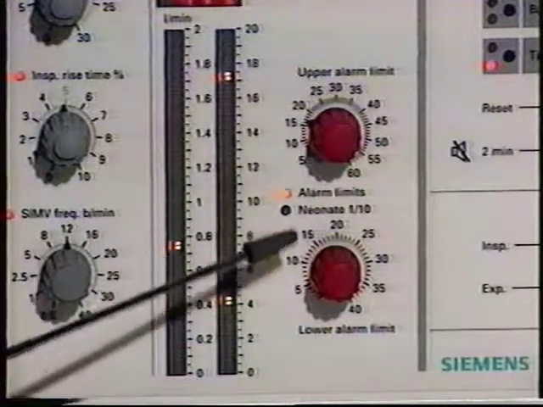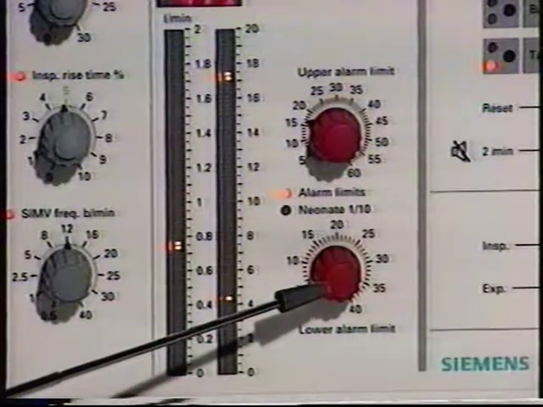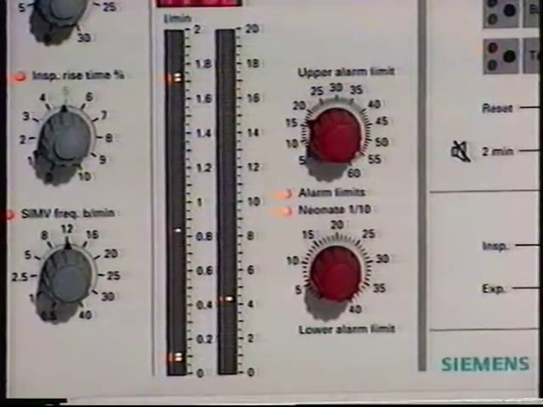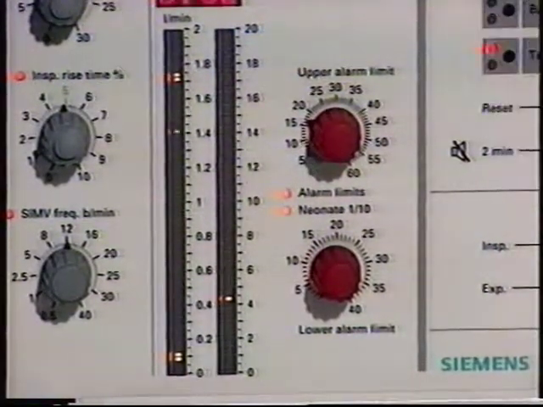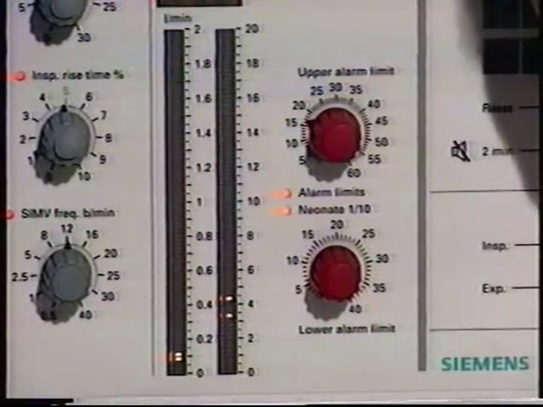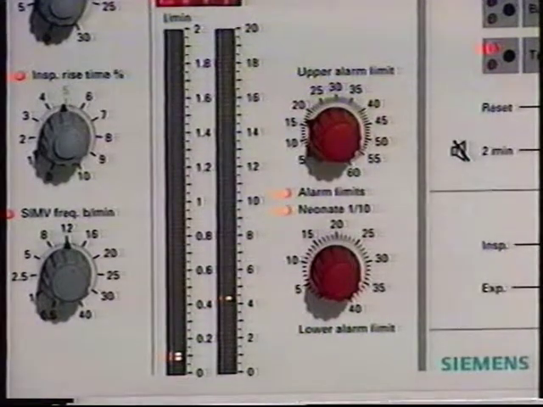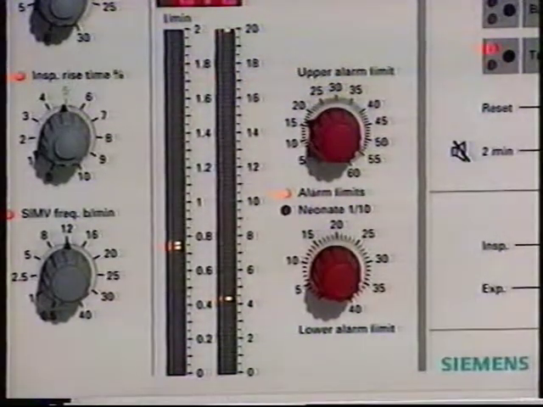Note that they are in red, indicating their importance to patient safety. If you select the neonate range in the first field, the light near neonate comes on to remind you that the alarm scales have been reduced by a factor of 10. Remember, you can set the upper limits between 0 and 60 liters per minute for adults and pediatrics, or between 0 and 6 for neonates. The lower limits for adults and pediatrics are 3/10 to 40 liters per minute, or 6/100 to 4 liters per minute for neonates.